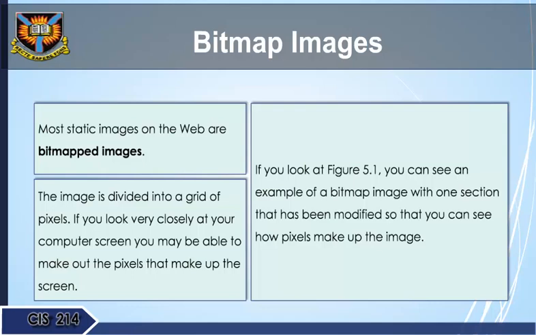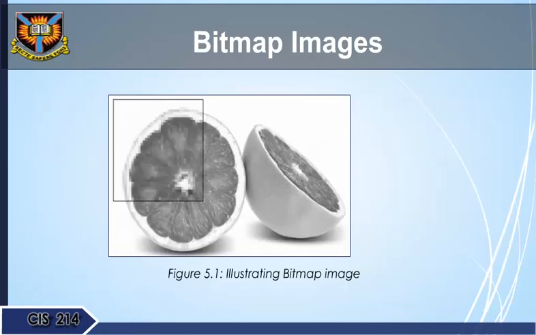Bitmap images. Most static images on the web are bitmapped images. The image is divided into a grid of pixels. If you look very closely at your computer screen, you may be able to make out the pixels that make up the screen. If you look at figure 5.1, you can see an example of a bitmap image with one section that has been modified so that you can see how pixels make up the image.